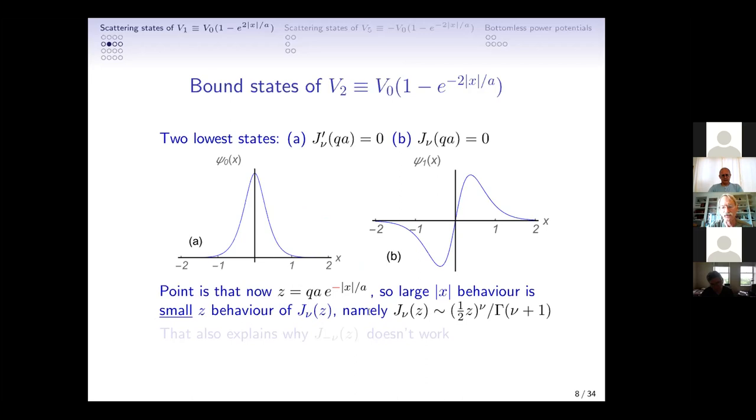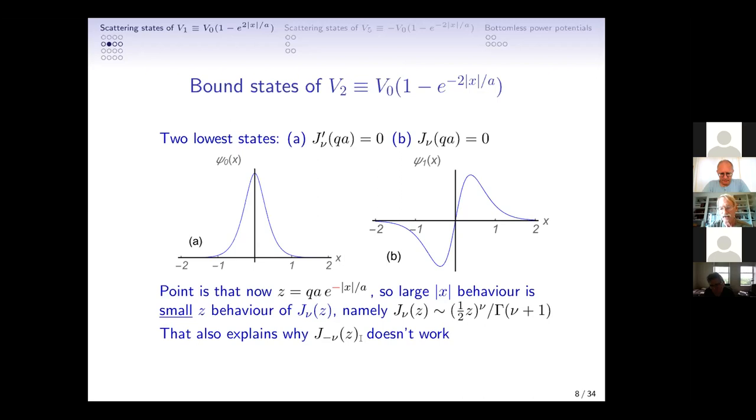So if you're talking about this potential well, instead of the barrier, then as I say, you're concerned with the small z behavior, J nu, and it was either J nu or J minus nu. Well, you see, J nu is okay because that goes with small z, but J minus nu is not, because this is negative and it blows up. So in fact, precisely to have bound states of this potential, you need only J nu, you must not have J minus nu. So in other words, that's why J minus nu doesn't work.